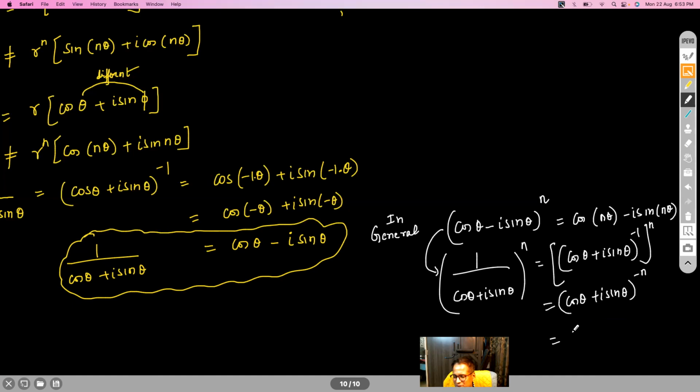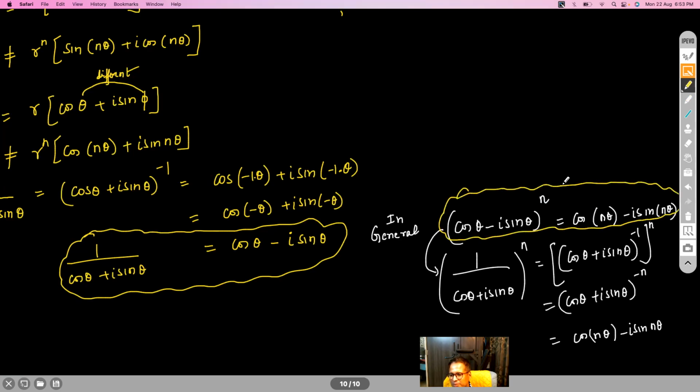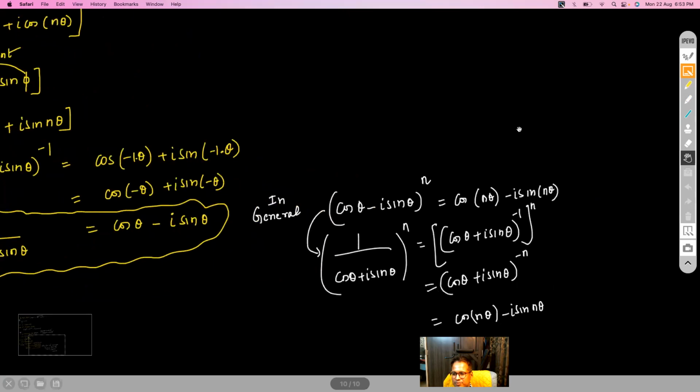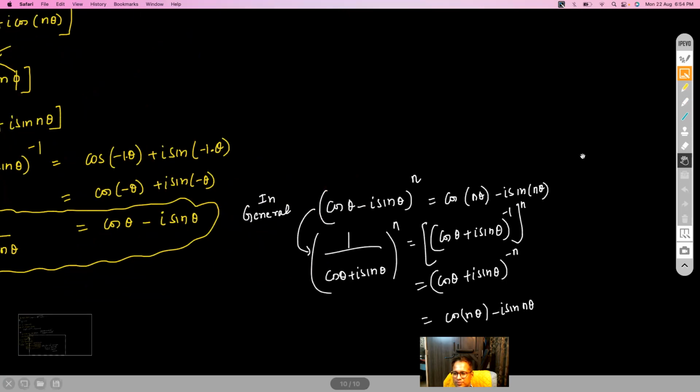So that becomes cos of minus n theta, which is as good as cos n theta, and sine of minus n theta is minus sine n theta, right? That is what we have done. So please remember this. This is a very, very commonly seen expression. Hence, I am making a special note of it for you all. So note this down. Right, so basically for cos theta plus i sin theta, the conjugate is the reciprocal. Exactly.